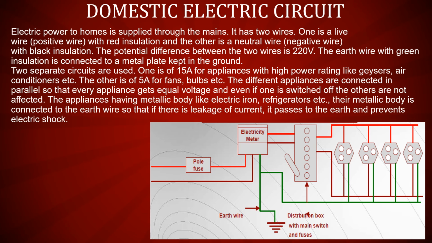The appliances having a metallic body, like electrical iron and refrigerators, as mentioned earlier, are connected to the earth wire. That is the third wire, which is also sometimes known as the green wire, and it is there to prevent any leakage of current which will give us a shock once we touch their metallic body. So in order to prevent that, we have the earthing wire connected to the metallic body.